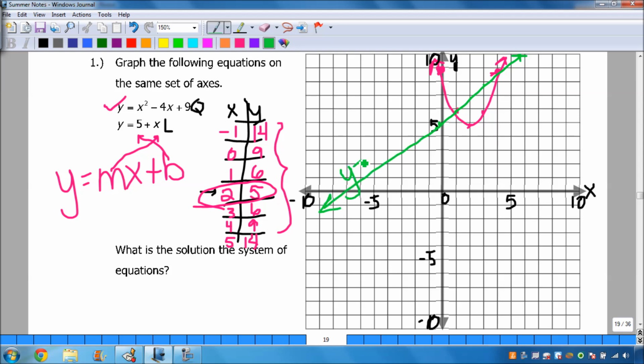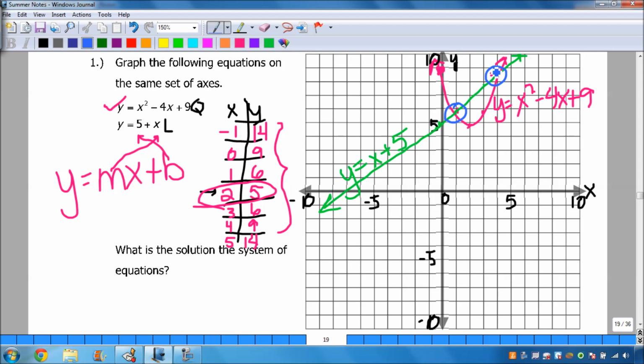Don't forget to label your equations. So this is y equals x plus 5. Remember, the commutative property says you can change the order for those, okay? And then this one right here is y equals x squared minus 4x plus 9, all right? And then the solution is just basically where your two equations will intersect with each other.